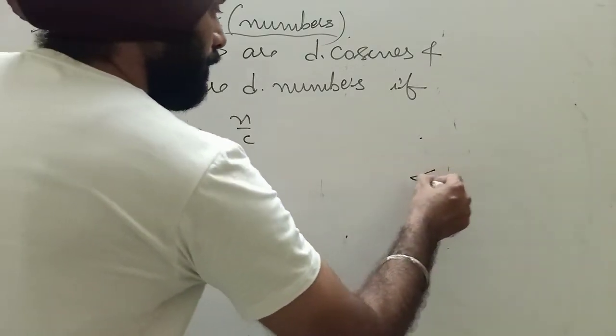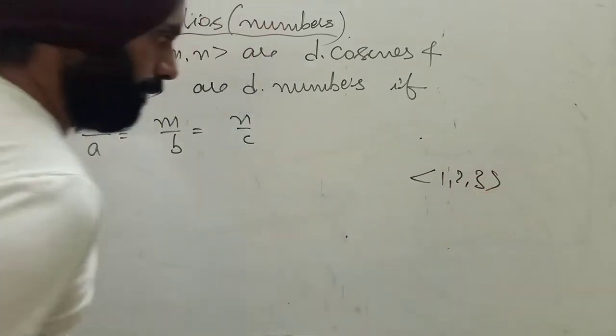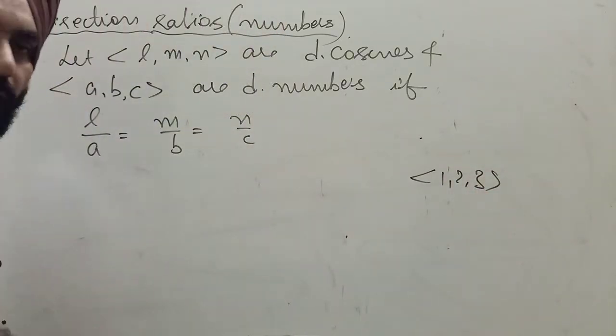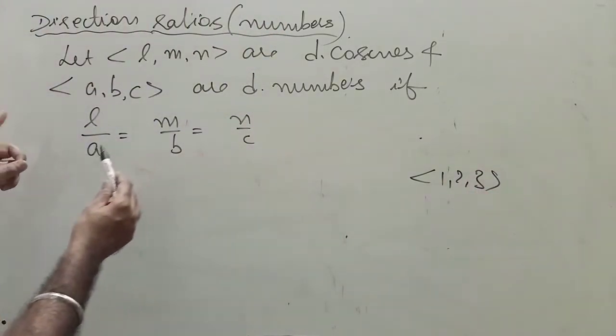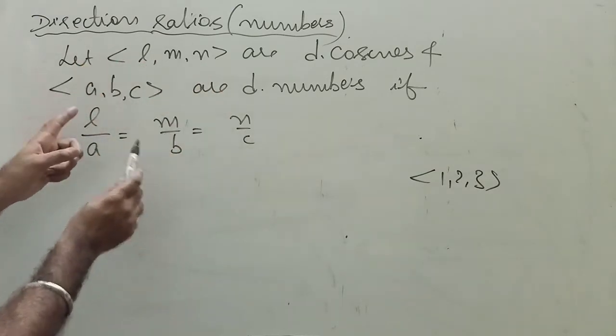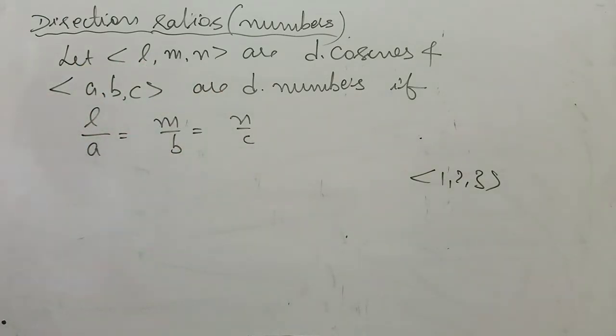Clear? So 1, 2, 3 can be the direction numbers also. So the difference between cosines and numbers is that the sum of squares of cosines is always 1, but the sum of squares of numbers is not equal to 1.